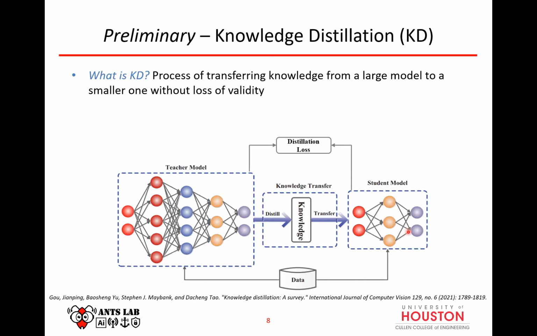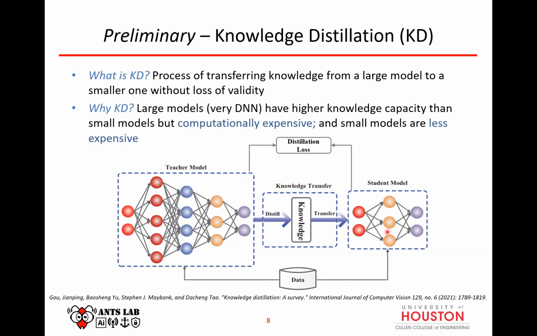The reason why we need to do so much training: can't we just do the training the normal way? The reason we need KD is that large models, very deep neural networks, usually have higher knowledge capacity than small models. That is one reason. But unfortunately, it is computationally very expensive.